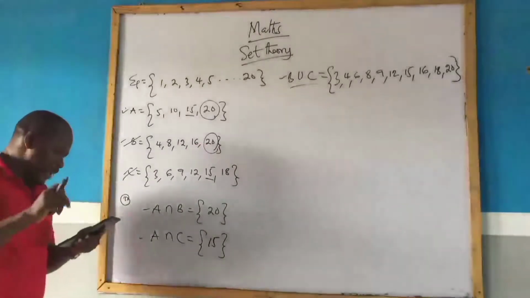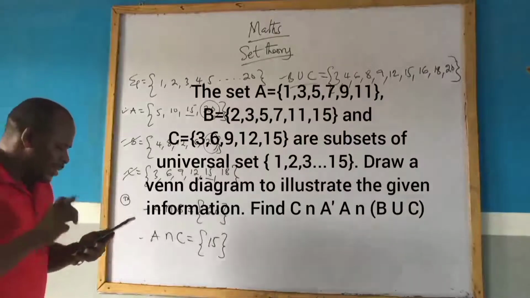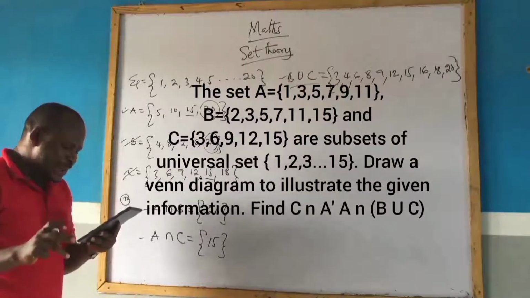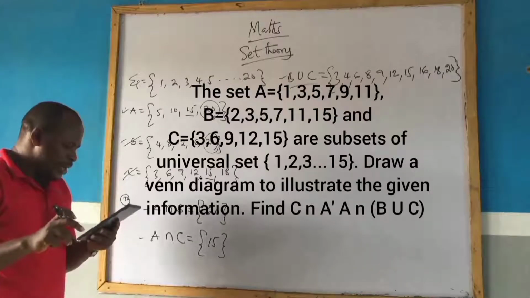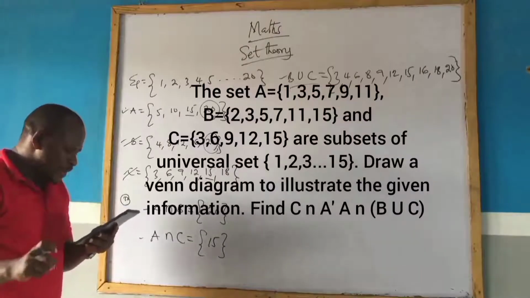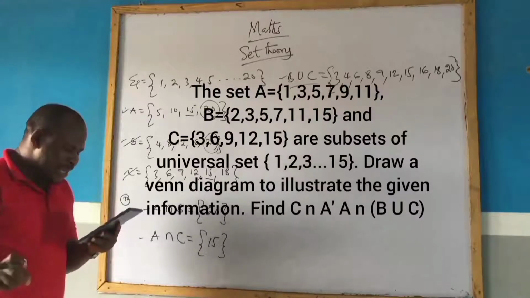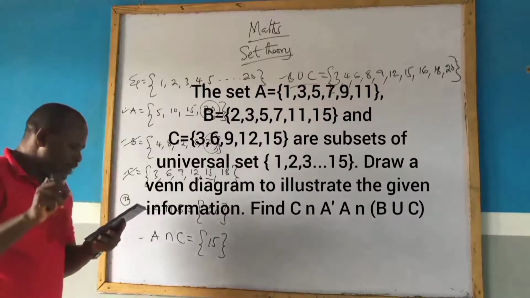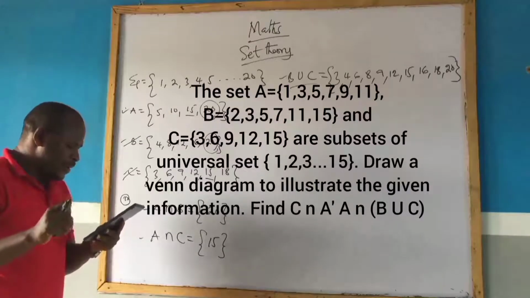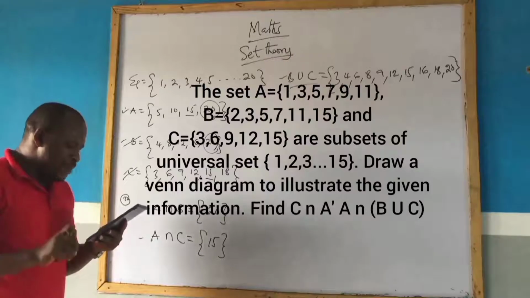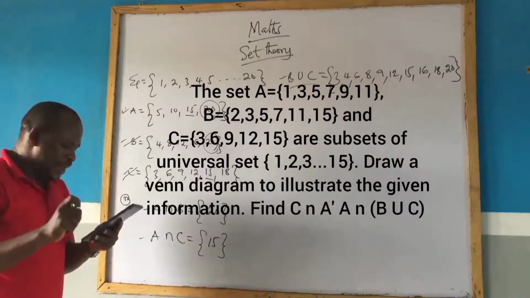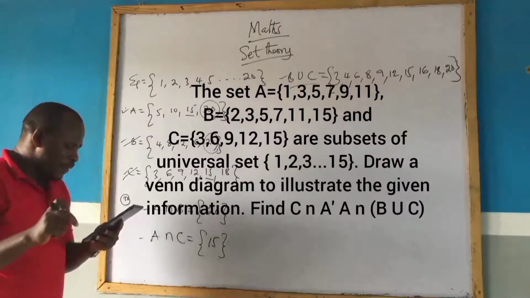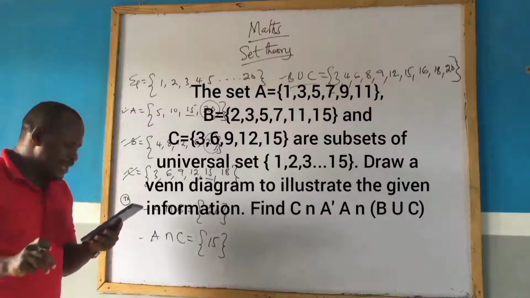The third question for the day reads, the set A equals 1, 3, 5, 7, 9, 11, B equals 2, 3, 5, 7, 11, 15, and C equals 3, 6, 9, 12, 15 are subsets of universal set 1 to 15. I'll come again. The set A equals 1, 3, 5, 7, 9, 11. Then B is 2, 3, 5, 7, 11, and 15. And C is 3, 6, 9, 12, 15, subsets of universal set 1 to 15.